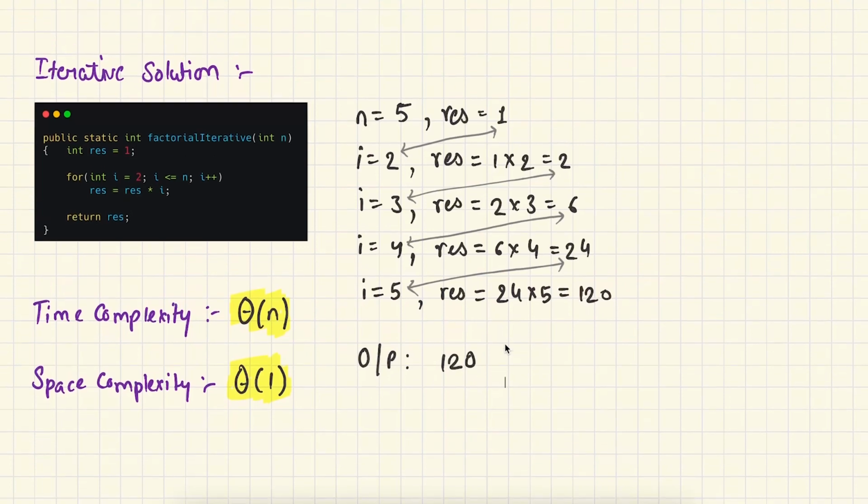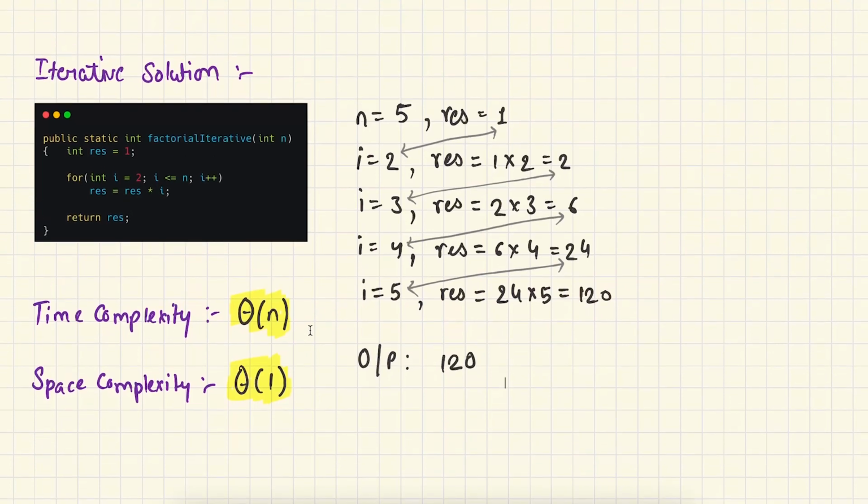Now let's talk about the time complexity of this function. In this function, we are simply running a loop from 2 to n, so it means we are running the loop n times. In asymptotic analysis, we generally do not care about the plus or minus 1, so I am considering that we are running a loop from 1 to n. That's why the time complexity of this function is going to be theta of n.